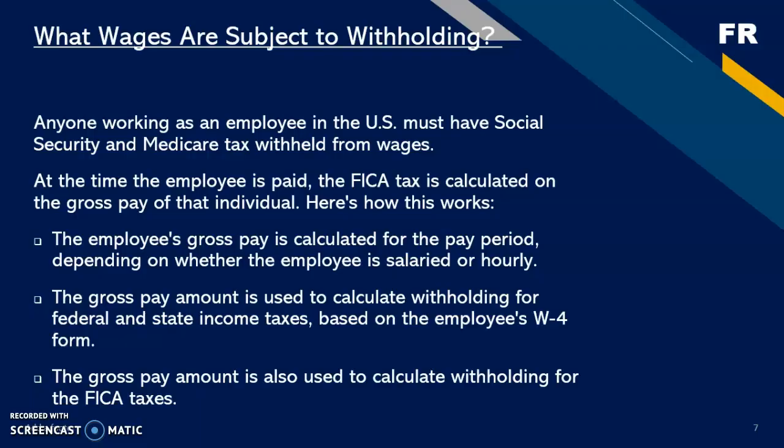What wages are subject to withholding? The IRS said that these FICA taxes are due on wages paid for service performed as an employee in the United States, regardless of the citizenship or residence of either the employee or the employer. In other words, anyone working as an employee in the United States must have Social Security and Medicare tax withheld from wages. At the time the employee is paid, the FICA tax is calculated on the gross pay of that individual. Here is how it works.